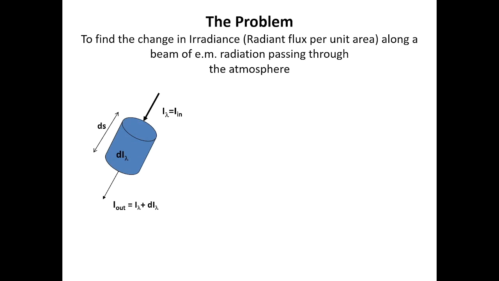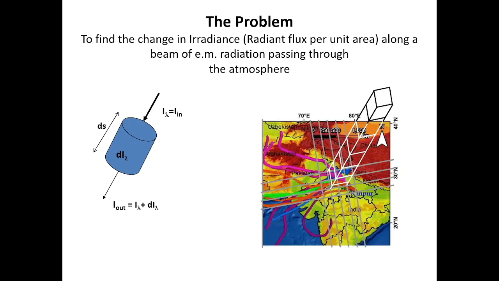Now, again, coming to the problem of finding the aerosol radiative forcing. The problem is that we have to find the change in irradiance, that is radiant flux per unit area, of any electromagnetic radiation which is passing through the atmosphere.